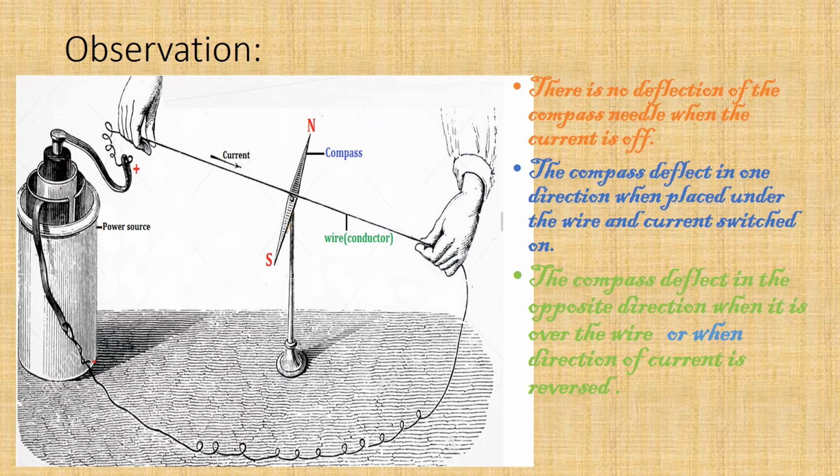Now, what makes this compass needle deflect? I'm going to answer that question. A compass needle is just a small magnet. So the reason why it is deflecting is because there are magnetic fields produced around that wire carrying current. These magnetic fields interfere with the magnetism of the compass needle, therefore making it deflect. Are you following?